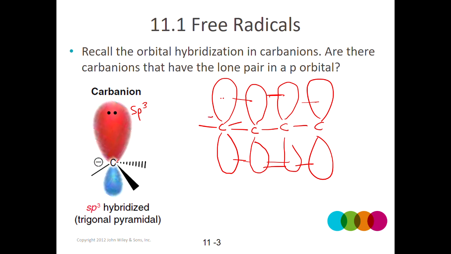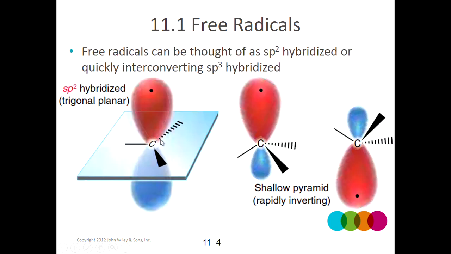So even though it's a carbanion, it's not always one type of orbital or the other. It depends on the situation. So when you have a free radical, there are a couple different ways you can think about that. You can think about the free radical existing in a p orbital, where the carbon is sp2 hybridized. Or if the carbon sp3 hybridizes, you can think about the free radical in an sp3 orbital.